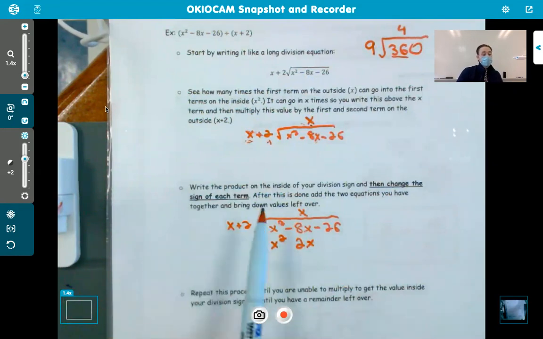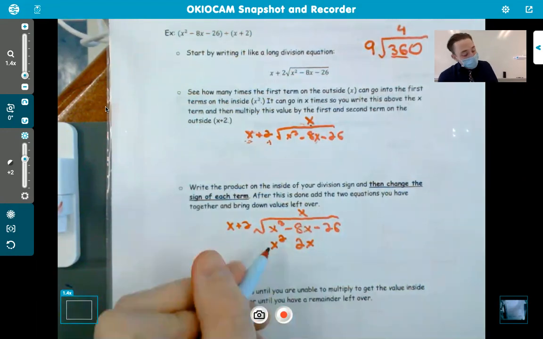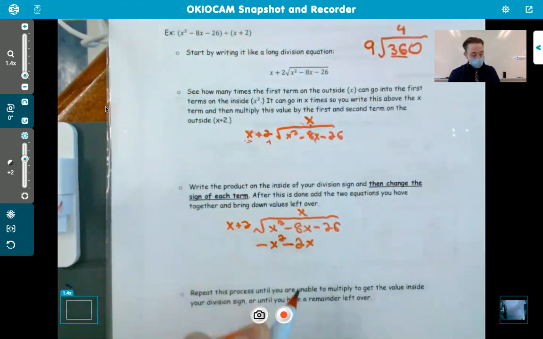So you see this piece of our note, we're going to write the product on the inside of our division sign. But the biggest thing that we need to make sure we do, the reason that it's bolded, underlined, everything, is we're going to change the sign of each of those. So we know x times x gives us a positive x squared, x times 2 gives us a positive 2x. We're going to change the signs in front to negatives. If they're positive, change it to a negative. If it's negative, change it to a positive. The reason for that is we're going to be able to add these equations together and simplify what's inside of our division sign a little bit further to help us find the final answer. Okay.